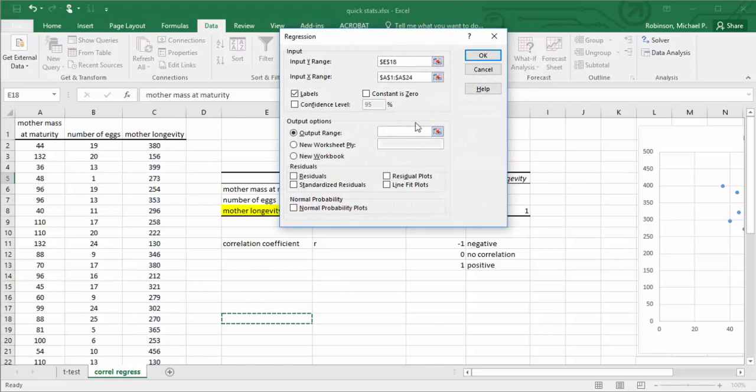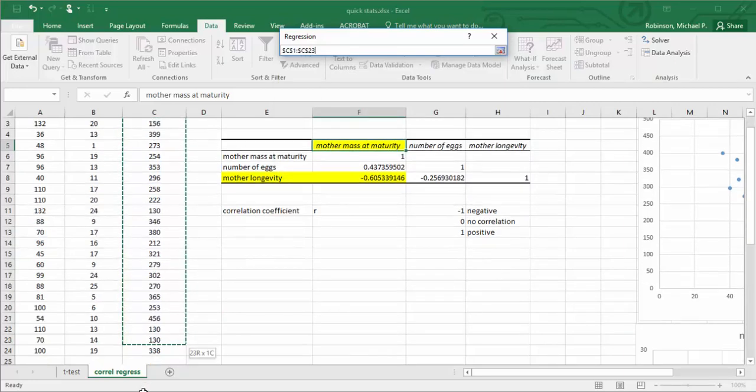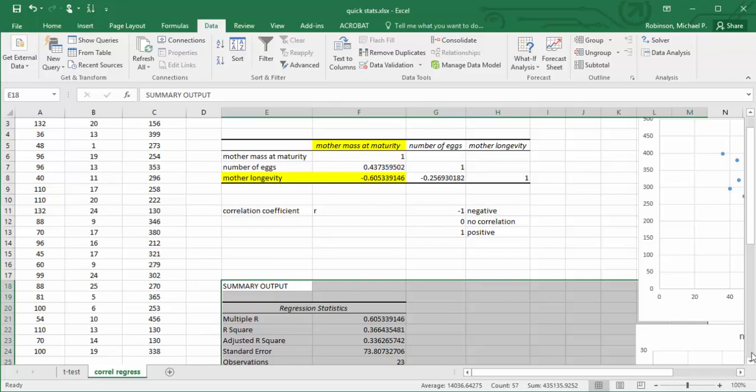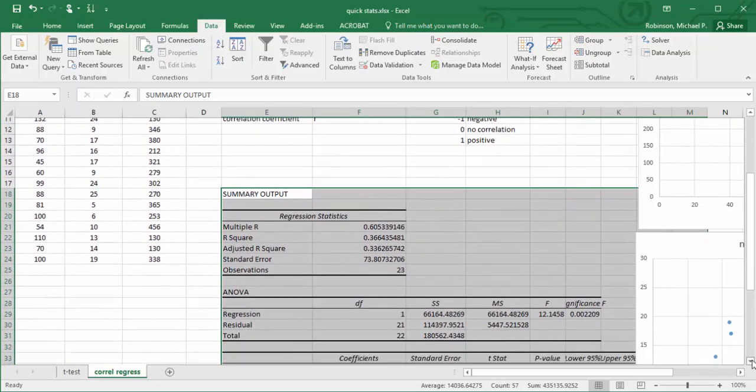All right. Oh, dang it. You got to be careful. I was not careful and I screwed that up. I was not in the right box. Now I have to come back here and reselect the Y range. Okay. Everything looks good. If you don't know what you're doing, don't mess with the rest of these options. Okay? Hit OK. Boom. Here is our output.